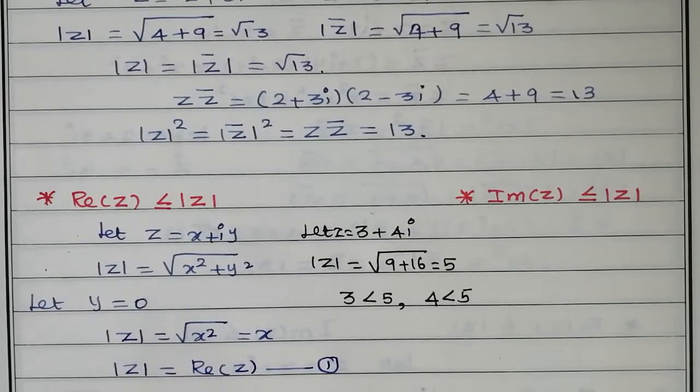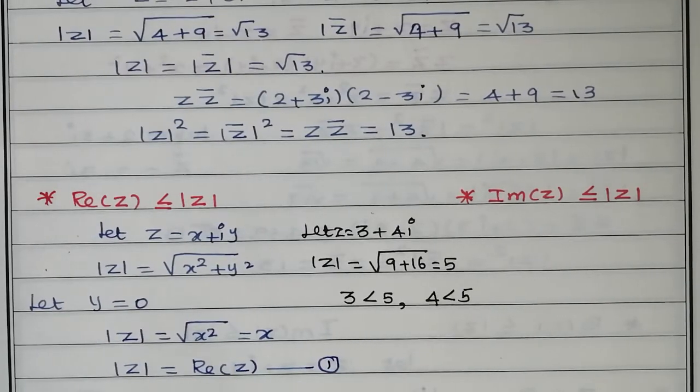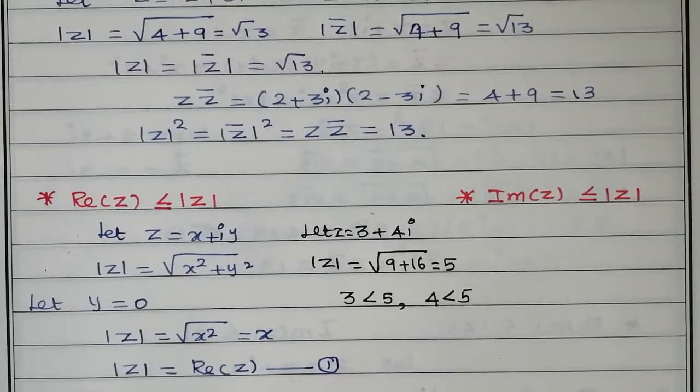Suppose y is not equal to 0. What is the modulus of z? The modulus of z is equal to root of x square plus y square, which is greater than x. That is, modulus of z is greater than real part of x. That is, x is less than square root of x square plus y square, that is, x is less than modulus of z. This is the second case.